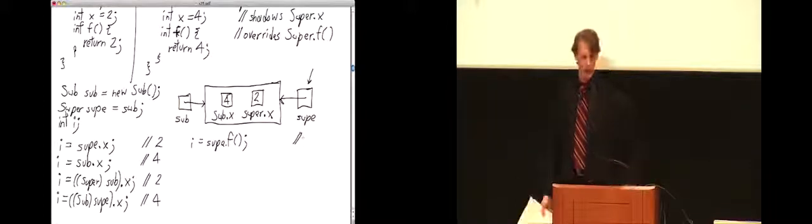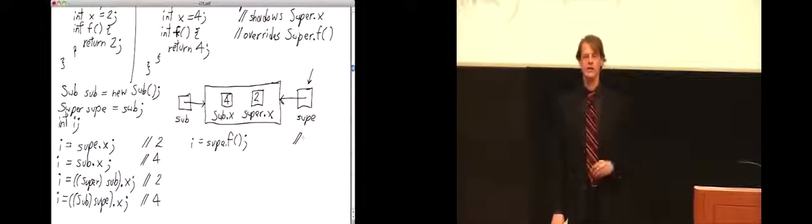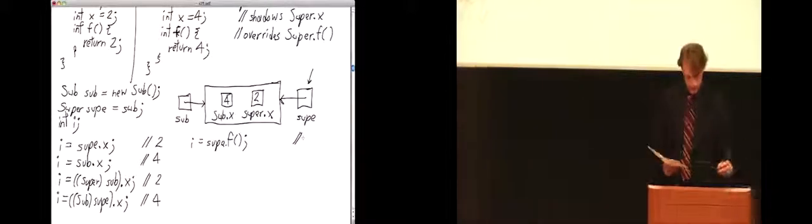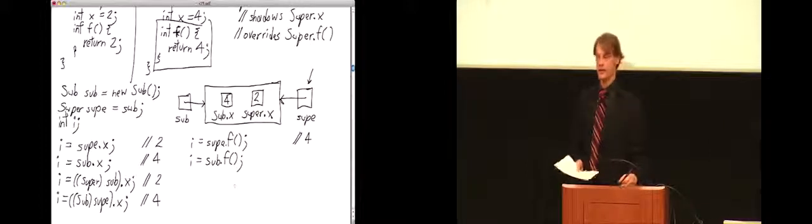Well, if I call soup.f, always, Java does dynamic method lookup. So it's going to look at that object and say, is that object a sub or a super? It's a sub, so we use the appropriate method call in the subclass, this one here, and we return a 4. And if I say i equals sub.f, Java does dynamic method lookup again, and the dynamic type hasn't changed. It's still a subclass. We still get a 4.